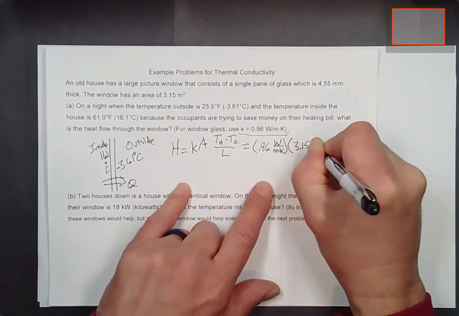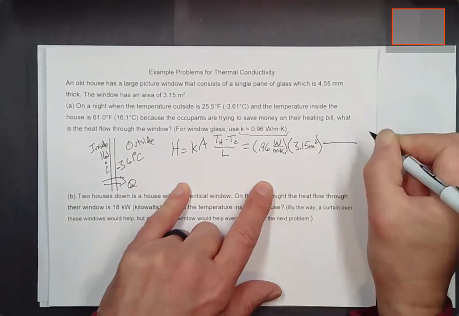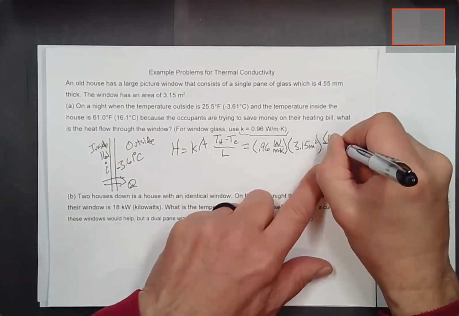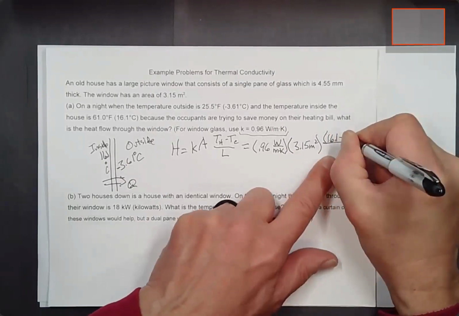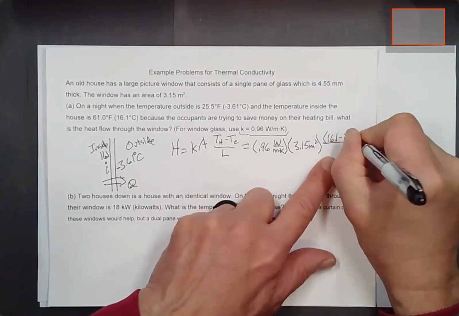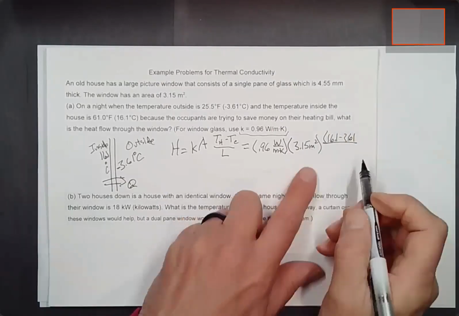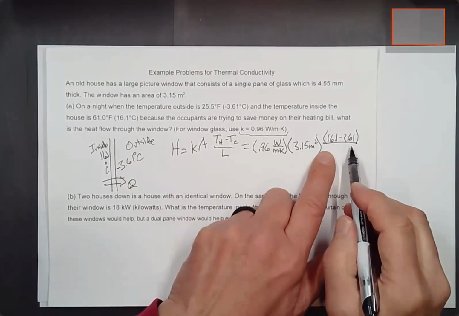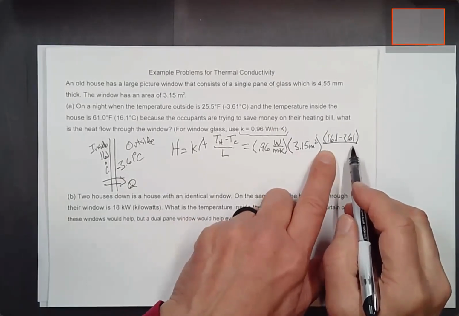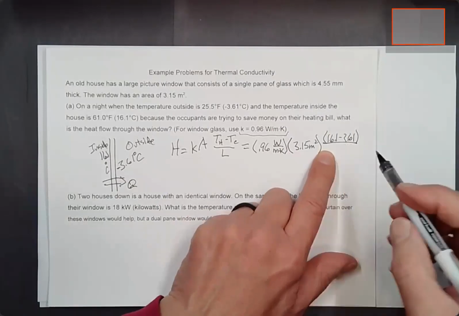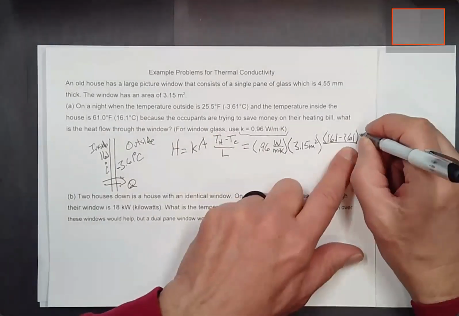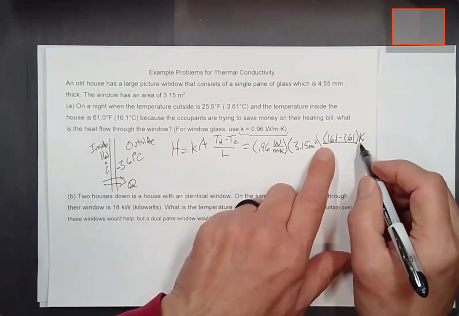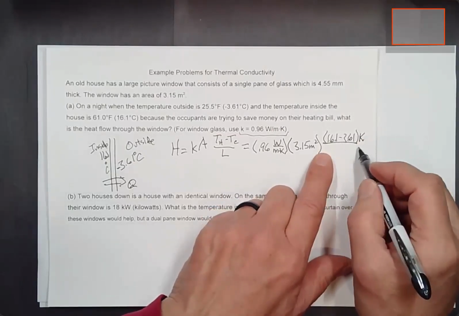3.15 meters squared for the area. Temperature difference in this case is 16.1 minus 3.61. Now, here's an important thing about temperature differences. They're the same whether you're on the Kelvin scale or the Celsius scale. And both of these are on the Celsius scale, but I can just call those things Kelvin because it's a temperature difference, and it'll be the same thing on either scale.